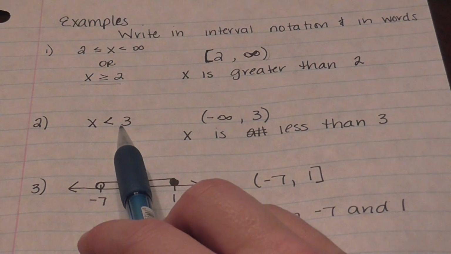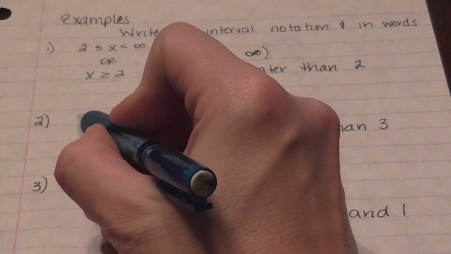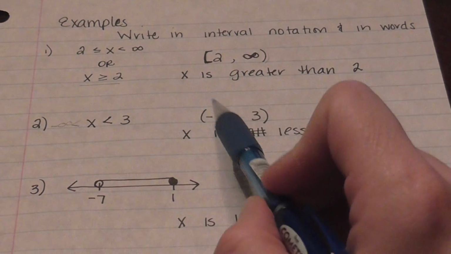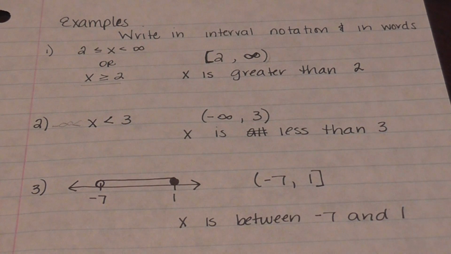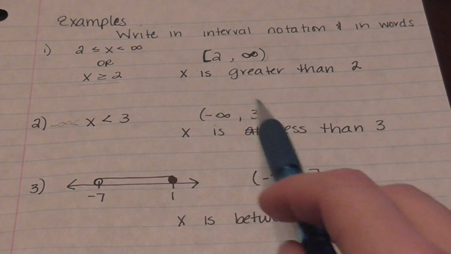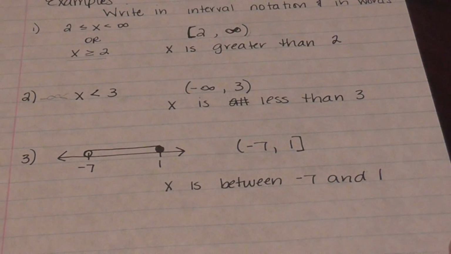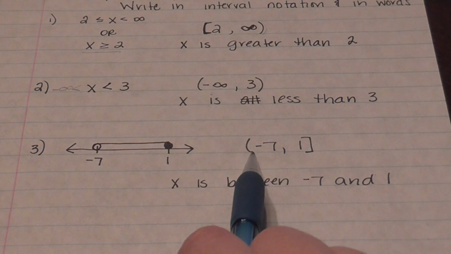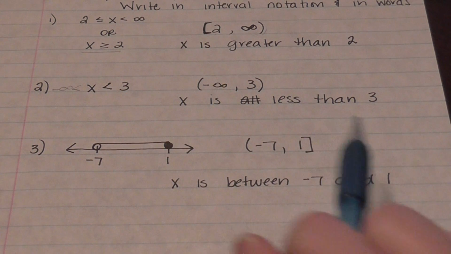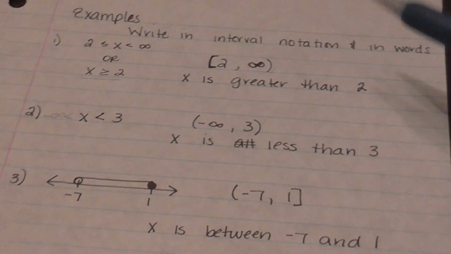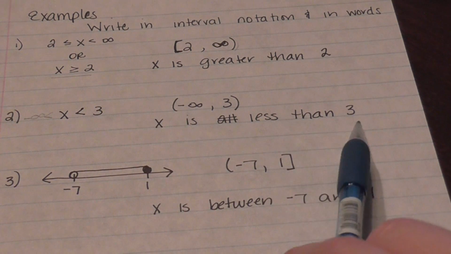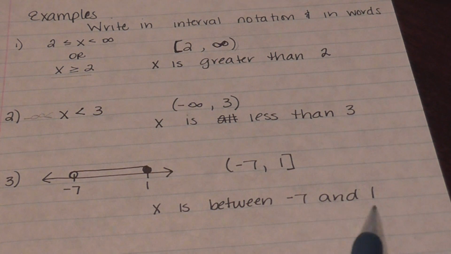X is less than 3. That means I could almost put in like a less than and a negative infinity sign over here, and I got my negative infinity on one end and my 3 on the other. It wasn't equal to, so I'm just going to leave it as open parentheses. This one spans from negative 7 to 1, open on this end, gets a parentheses, closed on this end, gets a bracket. And I wrote it all in words as well, so x is greater than 2, x is less than 3, x is between negative 7 and 1.